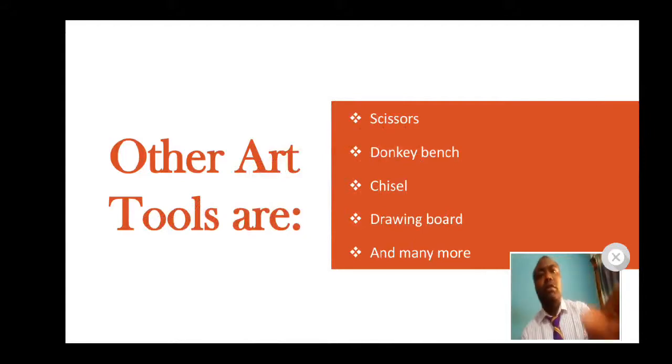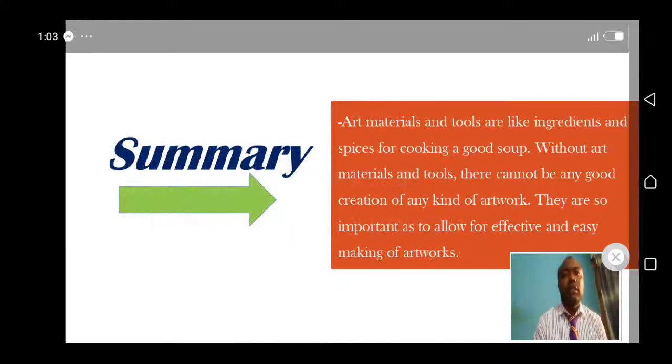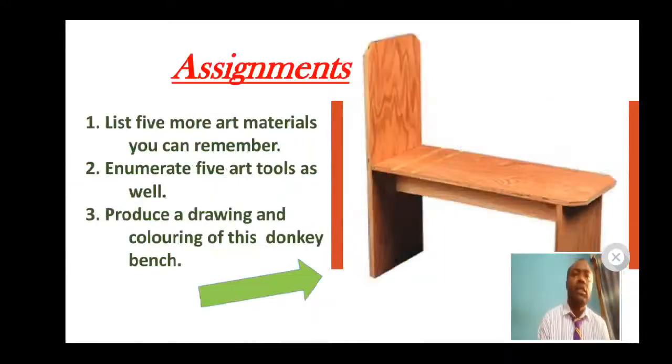So now let's look at the assignment for today's class. List 5 more art materials you can remember. Enumerate 5 art tools as well. Now you produce a drawing and the coloring of this donkey bench. Note, your assignment should be done in your subject teacher's assignment book, not your class teacher's assignment book. Note, subject teacher's assignment book. Is that taken?